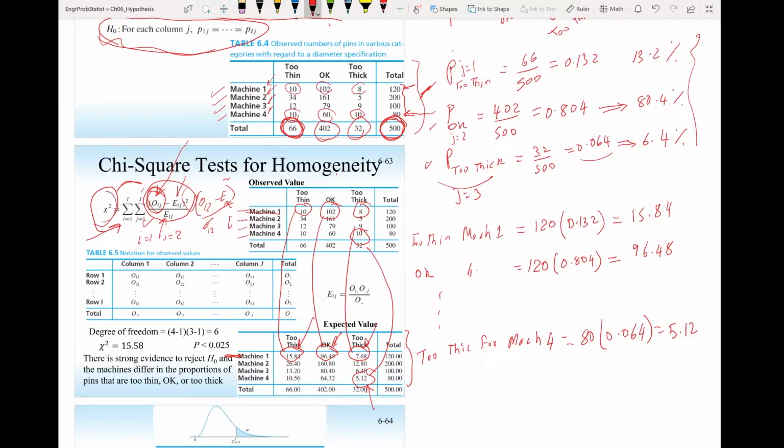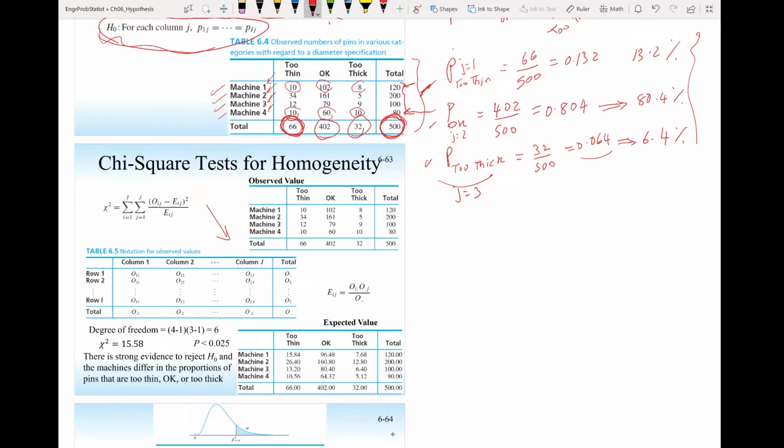distribution. The smaller the chi-square, that means there is strong evidence that they are homogeneous. The probabilities are the same for all of them because the difference is small. The larger the chi-square, then this alpha here will be smaller. That means the machines cannot be homogeneous, cannot be uniform. So there is strong evidence to reject the null hypothesis. And that's the whole idea.